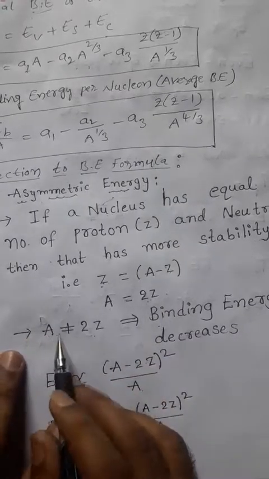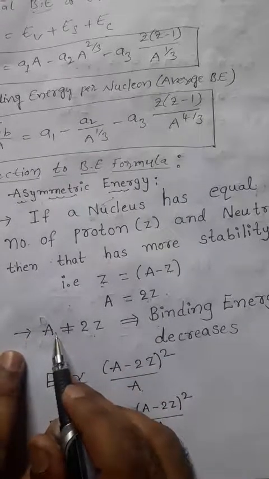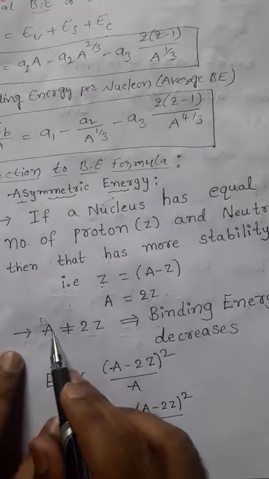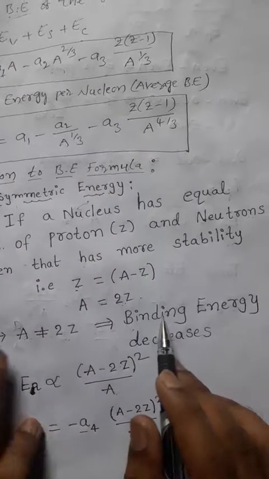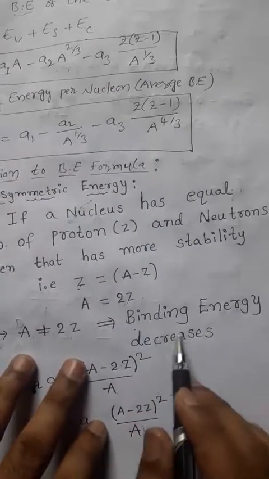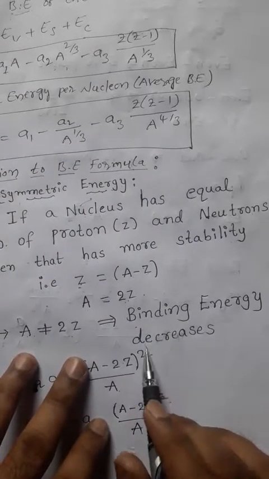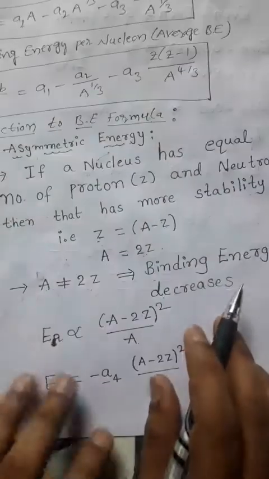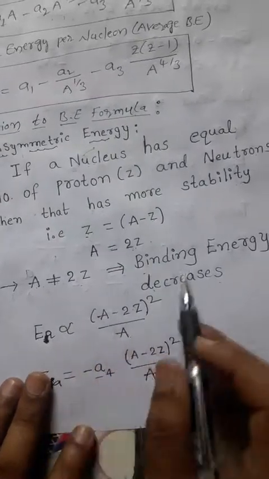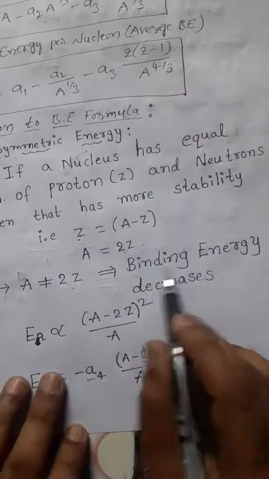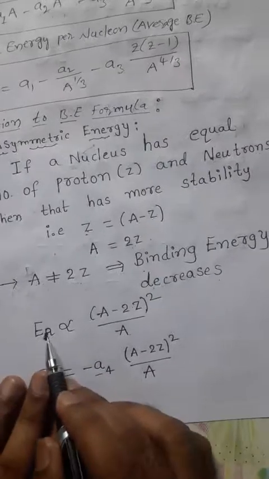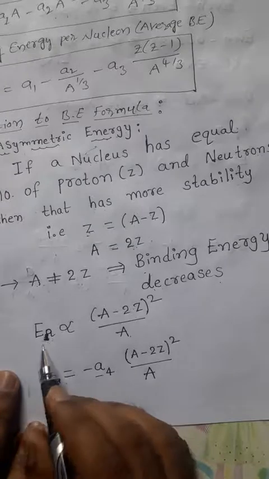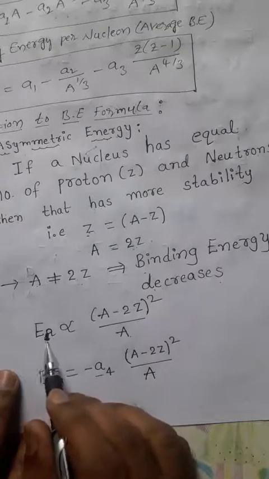If a nucleus doesn't have an equal number of protons and neutrons, then the binding energy of the nucleus decreases. That decrease in the binding energy is called the asymmetric energy. And we write the asymmetric energy as EA.